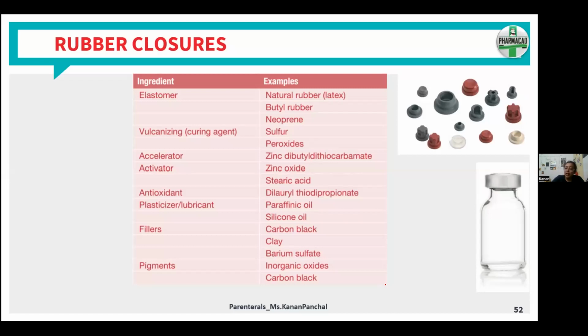Now, any doubts in plastics? No, ma'am. All right. Now coming to rubber closures. So these are the basics. All right. First, look at the diagram here.